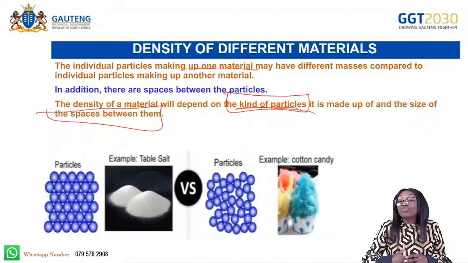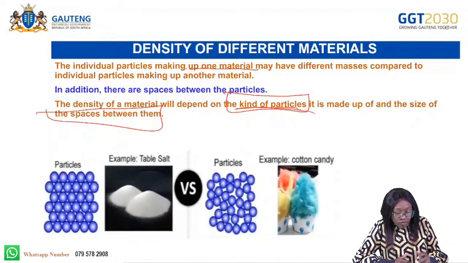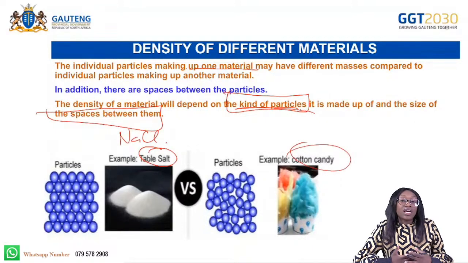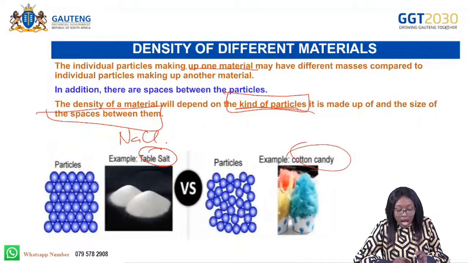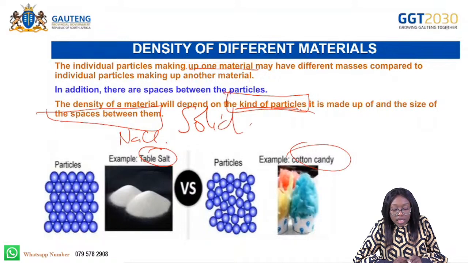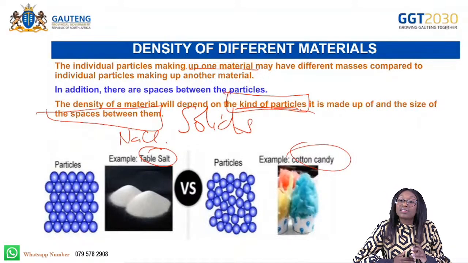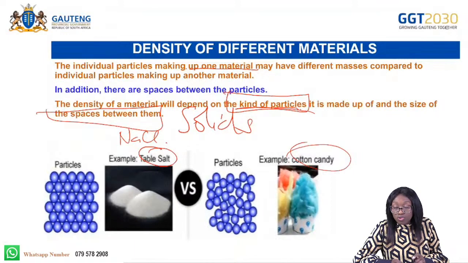So I have two solids here. We've got table salt, which is our sodium chloride, and we've got cotton candy, a common delicacy that we enjoy. These two are both solids, but the way their particles are arranged and the size of the particles that make up these two solids is different. So they are bound to have different densities.